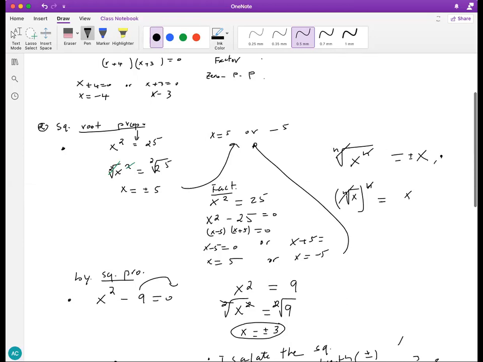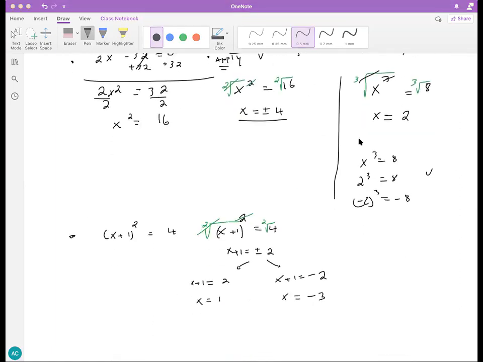This is if n is even. So plus minus only if n, if this number is even, we need plus minus. If this one is odd, for example, 3 and 3, 5 and 5, no need for a plus or minus, just the plus. Just one solution. Whatever the root is, it could be plus or minus.